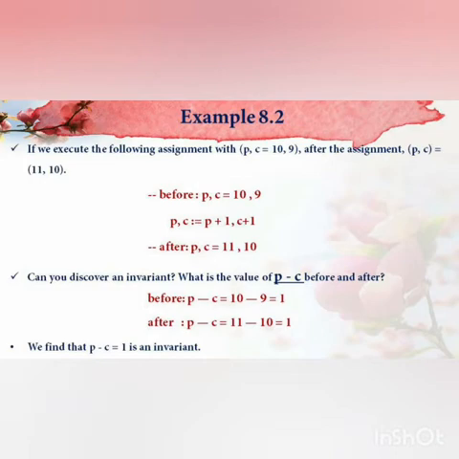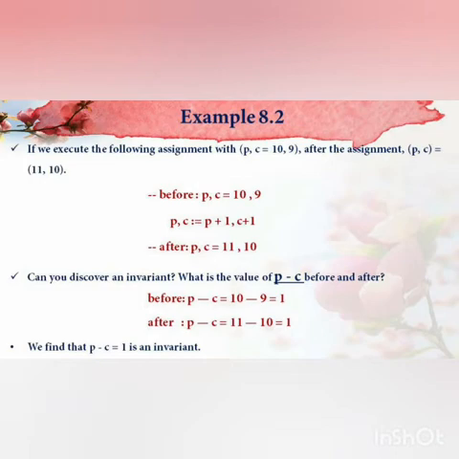Now, we will start to write the specification here. -- before: p, c is equal to 10, 9. Then p, c := p plus 1, c plus 1. Here, p value will be added by 1. The same way, c value will be added by 1. So, already we know the value of p, that is 10. So, 10 plus 1 is equal to 11. The same way, we know the value of c, that is 9. So, 9 plus 1 is equal to 10. After the assignment, the value of p is 11 and c is 10.